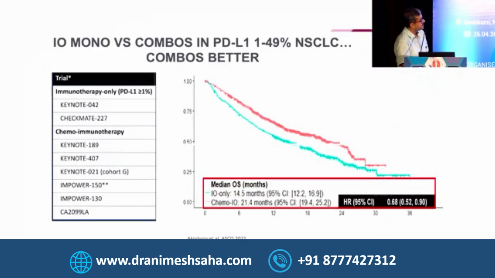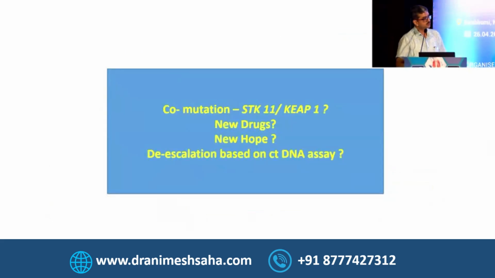And it was tested in these studies: KEYNOTE-042, CheckMate 227, KEYNOTE-189, KEYNOTE-407, KEYNOTE-021, IMpower150, IMpower130, and this trial. All these trials showed that combinations like chemo-immuno are better if PD-L1 is 1 to 49%. In the negative population, definitely IO plus IO combination will be the better option in a patient with squamous histology with brain metastasis. So now my question is, Dr.